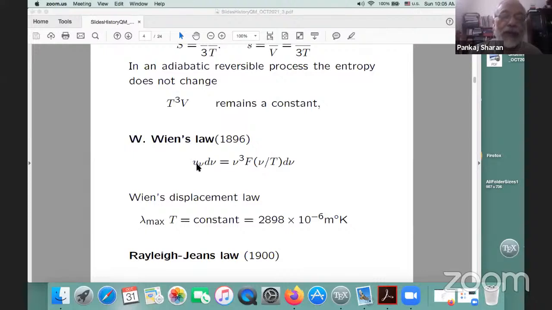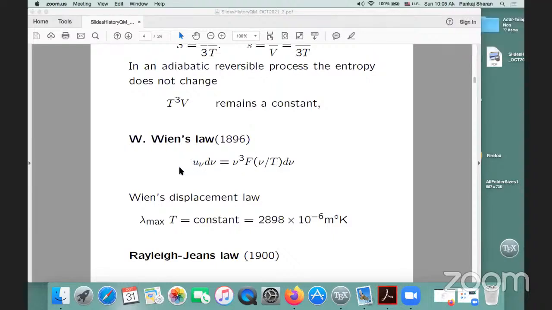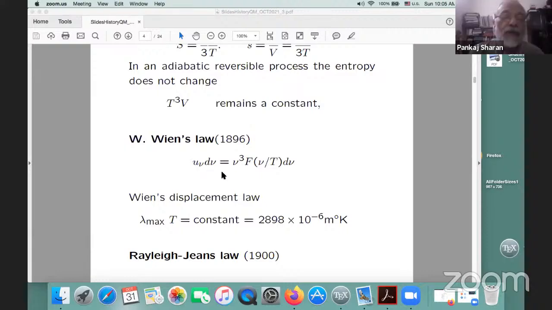this quantity, the energy density at temperature T in the frequency range nu to nu plus d nu, is equal to nu cube times a function of nu by T. That is, the frequency and the temperature go together. If you increase the temperature, then the frequency also increases in that profile of this function. So we have this u, which is given by a function of nu by T multiplied by nu cube.